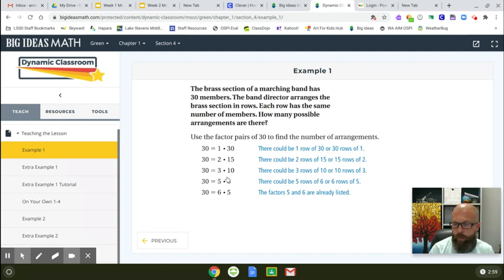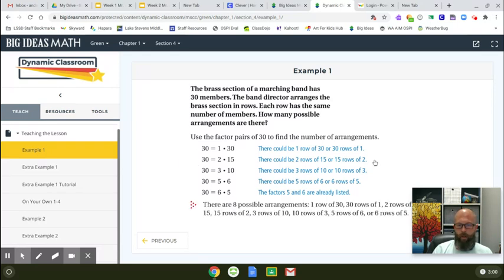3 times 10 equals 30. That's a pair. And you can have 3 rows of 10 or 10 rows of 3. And 5 times 6 or 6 times 5, either way is fine. So you could have 5 rows of 6 or 6 rows of 5. So there's many different ways you could set that up. So these are all called pairs.